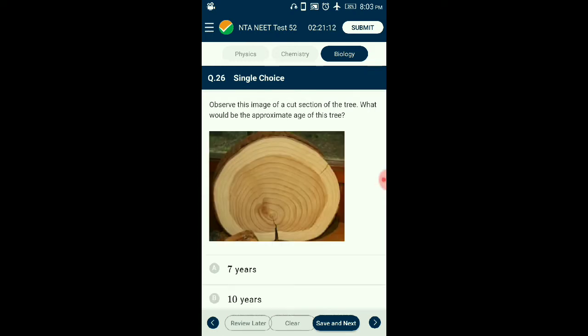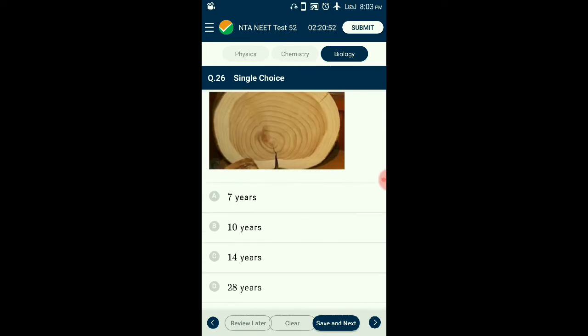Question number 26. Observe the image of a cut section of a tree. What would be the approximate age of this tree? The activity of cambium is under the control of many physiological and environmental factors. In temperate regions, the climatic conditions are not uniform through the year. In the spring season, cambium is very active and produces a large number of xylem elements having vessels with wider cavities. The wood formed during this season is called spring wood or early wood.